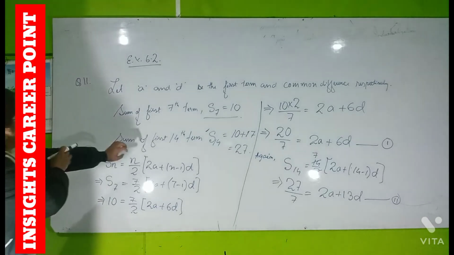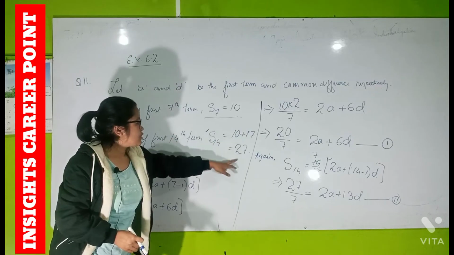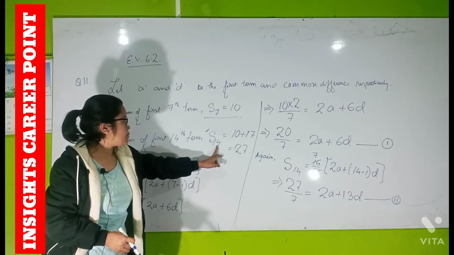Here given is S7. S7 is 10 and S14 is 27. We get 27 as S14, sum of 14 terms.